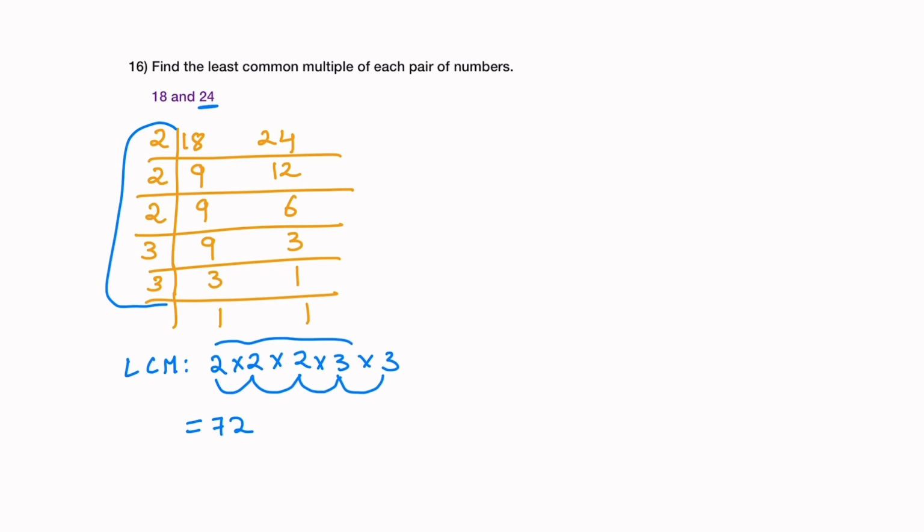So 6 is already covered and 3 wasn't, so we have it here. Well, let's do the next method that helps you understand it better. So that's 18. We say 2 times 9. 2 comes down. 9 is 3 times 3. And then we have 24 here.